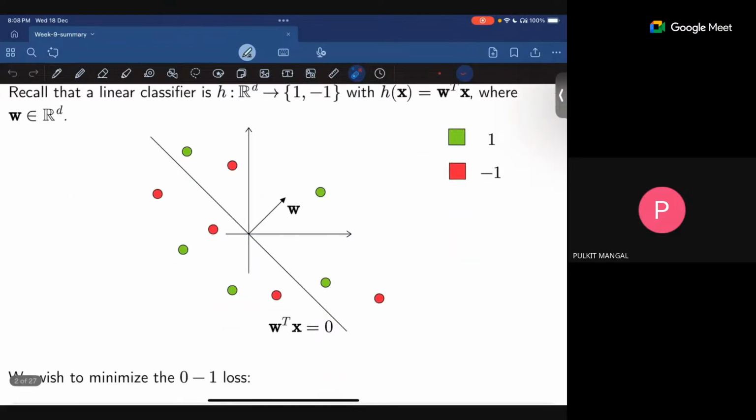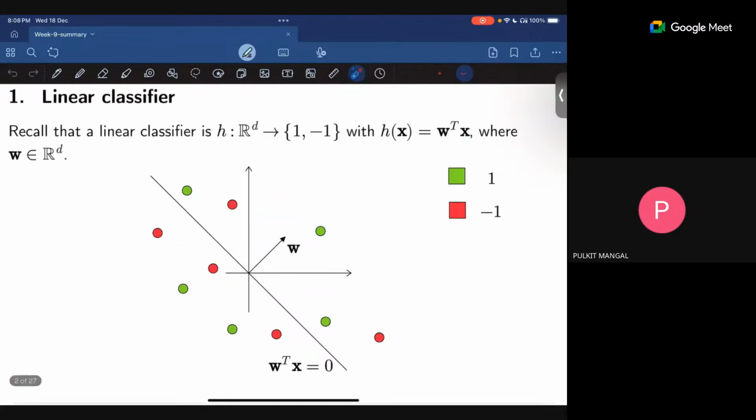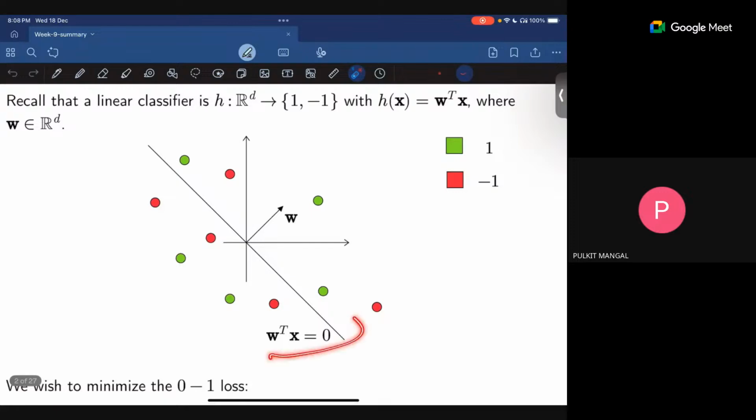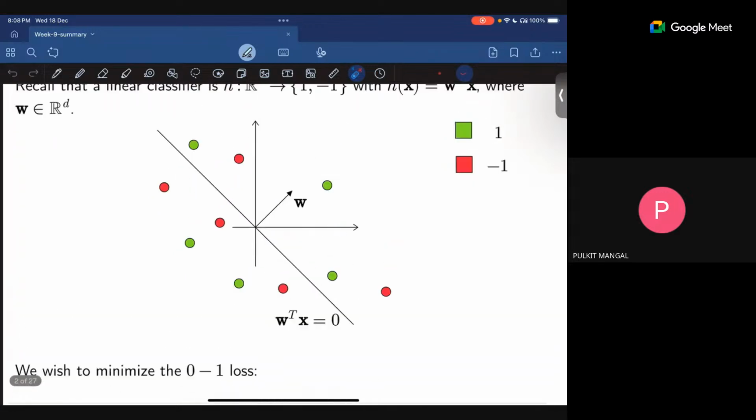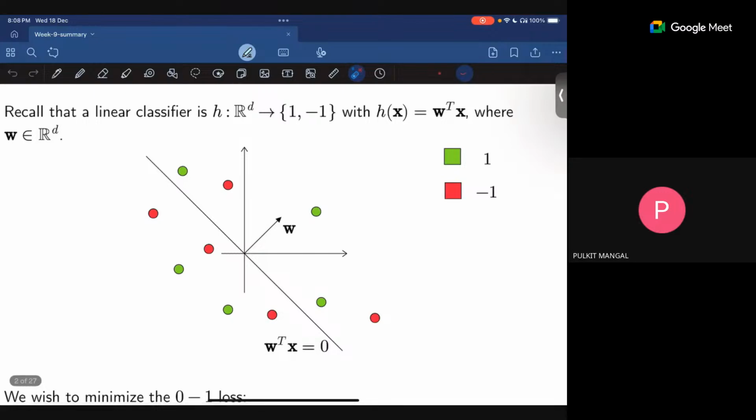A general linear classifier looks like this, where we have a vector W and we draw a line W transpose X equal to 0. This line is perpendicular to the weight vector. The data points that lie on the side of the weight vector, in its direction, will be classified as label 1, while on the other side we will classify them as -1 or 0. So this is the linear classifier.